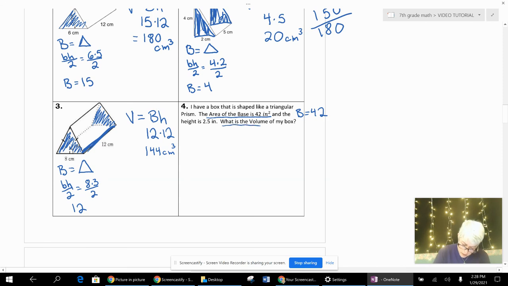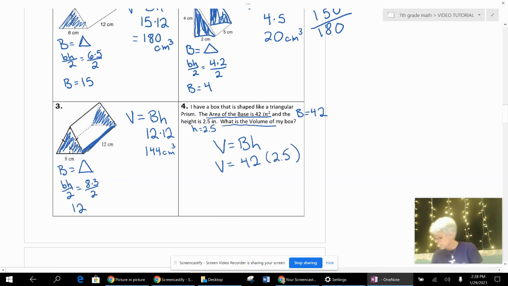What is the volume? Okay, they gave me H here. They gave that to me. So I start with my formula and I start plugging in what they gave me. They didn't give me volume. They did give me big B, and they did give me the height. So if I multiply these two together, and I'm really just too lazy to do that, let me look at my cheat sheet. I end up with 105. So I end up with volume equals 105 inches cubed.